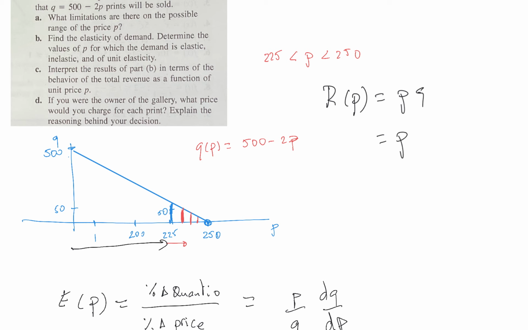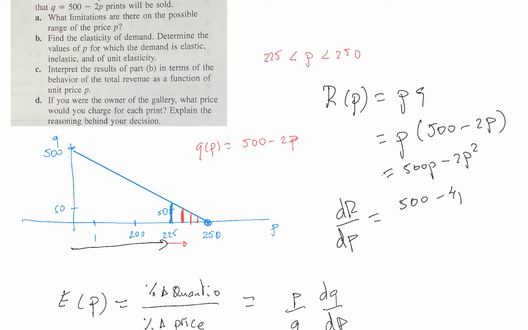The price is P and the quantity is 500 minus 2P, and I want to know at what price P the curve achieves its maximum. How will I find this? Let's write this like 500P minus 2P squared. So how will I look for the maximum? I will find the derivative of the revenue with respect to the price, and the derivative will be 500 minus 4P.